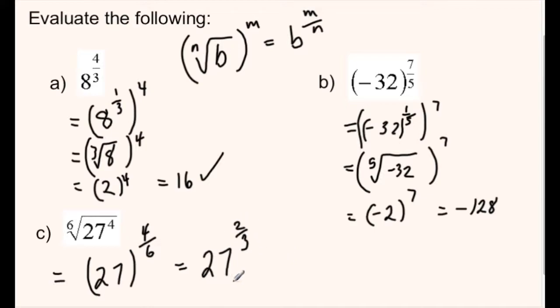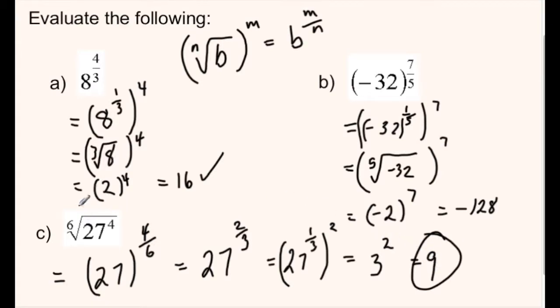And now I can rewrite this as 27 to the power of a third, and then all squared. And I want to do that because I can do the cube root of 27, which we know is 3. So this is 3 squared, which is 9. So this expression turned out to be 9.